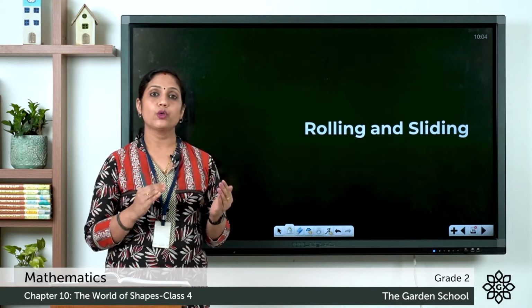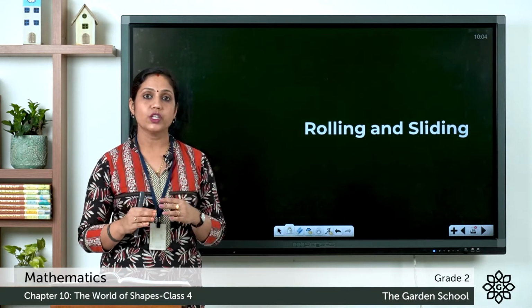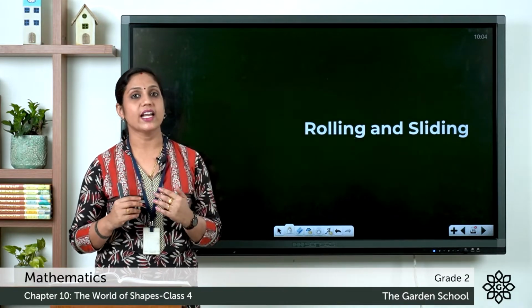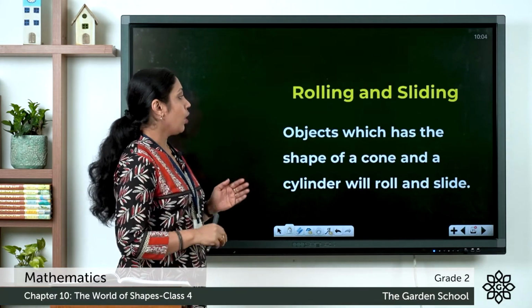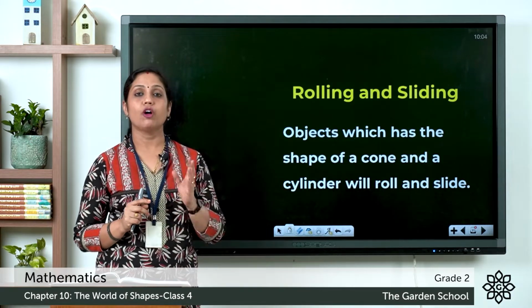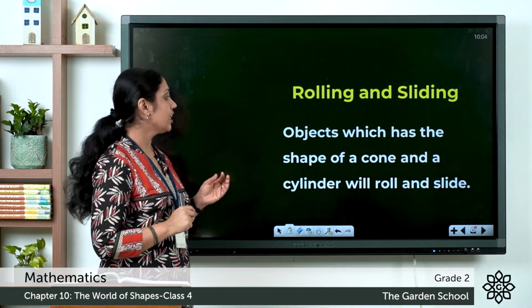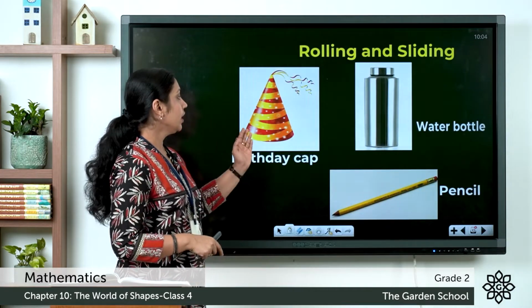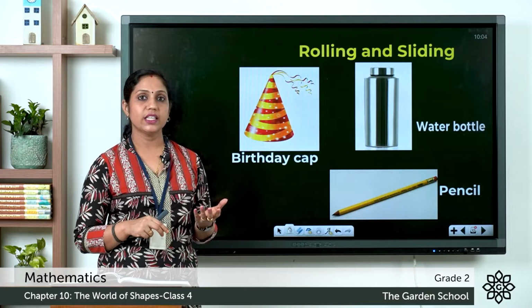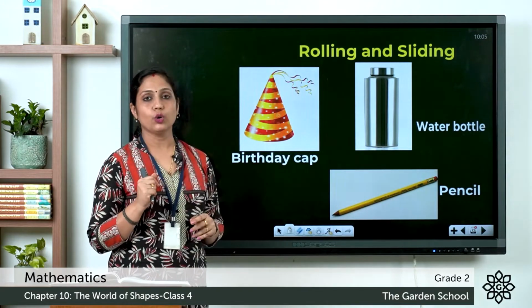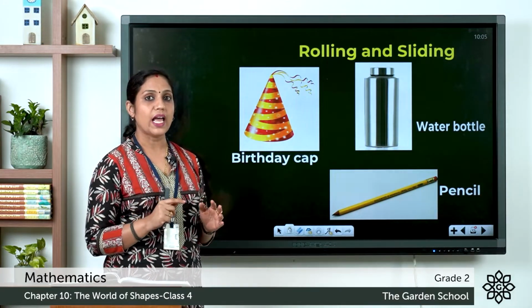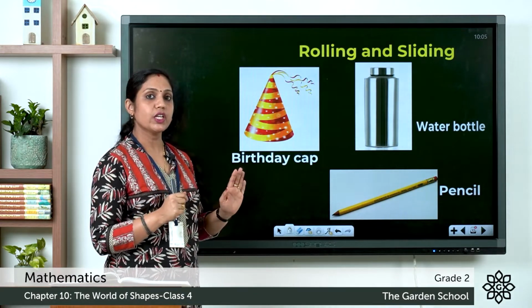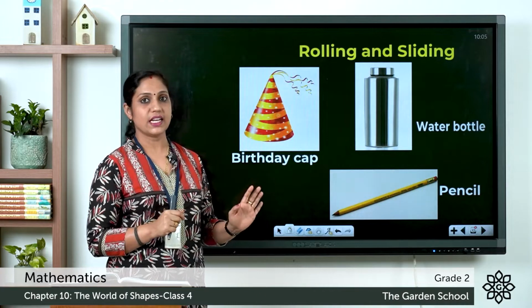Now let's learn about rolling and sliding together. Some objects roll and slide. So let's see which objects roll and slide at the same time. Objects which have the shape of a cone and a cylinder, they will roll and slide. For example, take a birthday cap. A birthday cap is in the shape of a cone, and we learned that a cone has a flat surface and a curved surface. So when it is pushed, it can either roll or slide.